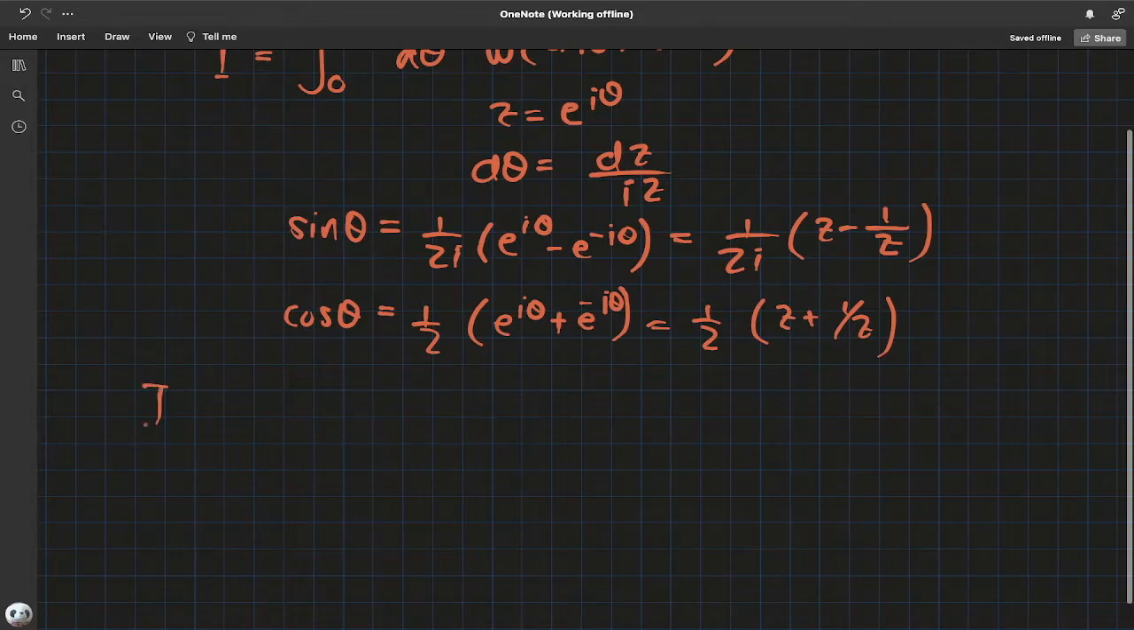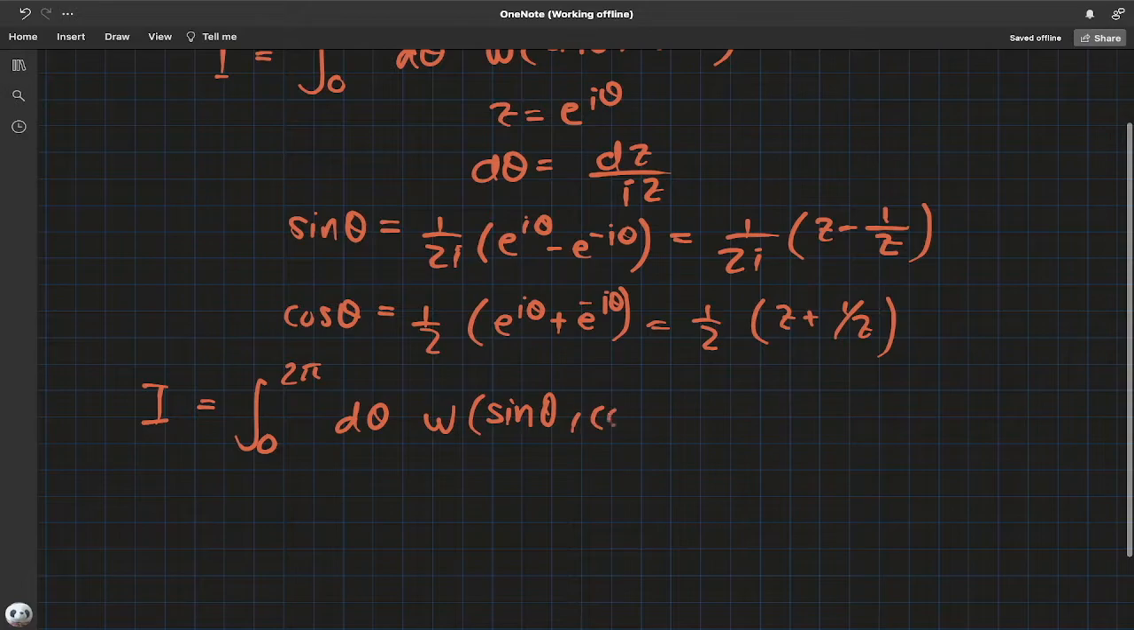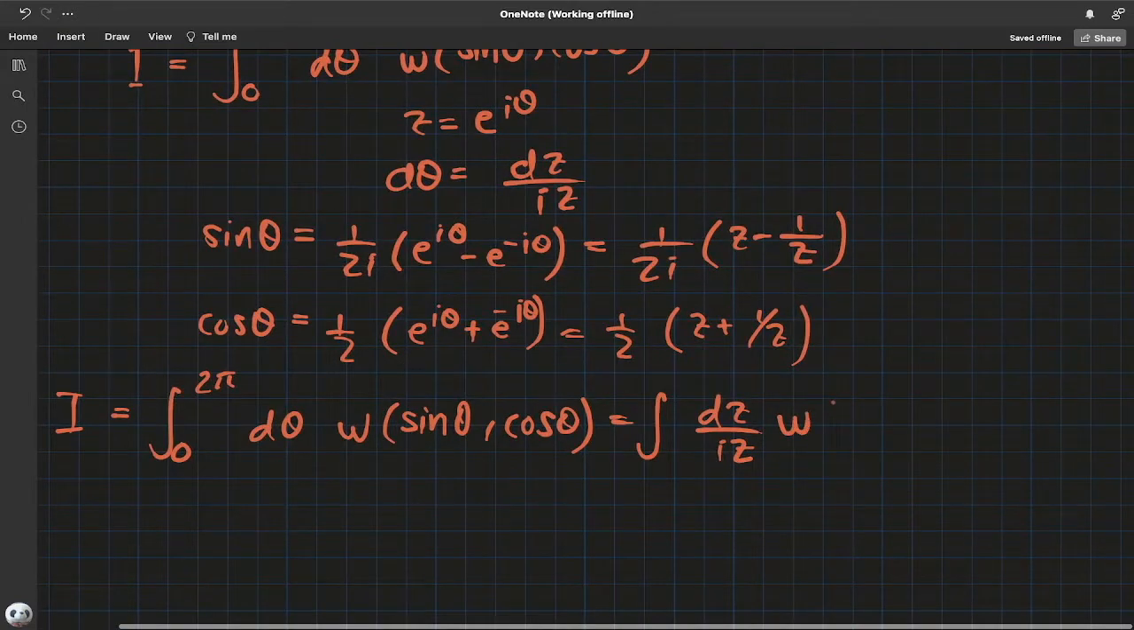What this means is that the structure we had for our original integral, the integral from 0 to 2 pi of d theta W, a function of sine and cosine, has now become the integral of dz over iz times W of (z minus 1 over z) over 2i, comma, (z plus 1 over z) over 2. This is just a regular 2.